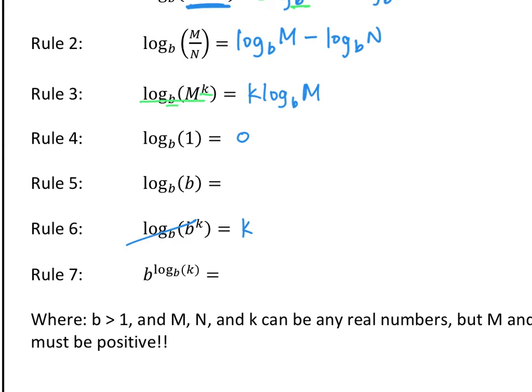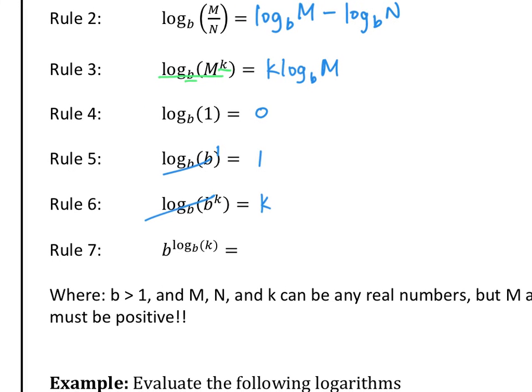Now that we know this rule, let's go back to rule number 5. You can see that this log base and this exponential base are the same, so that's going to cancel. But then you ask yourself, if I cancel that, what's left over? Hopefully you don't say 0, because this b really is an exponential to some power. b is the same as b to the first, so when this cancels, you just get a 1. So log base b of b gives you 1.